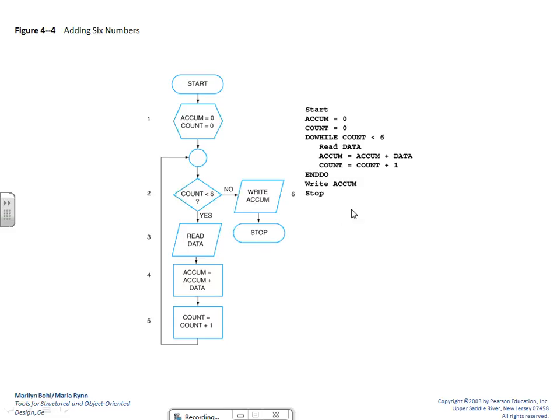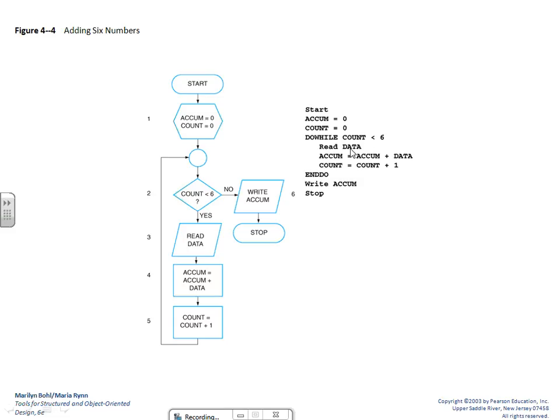Let's look again at the pseudocode. We're gonna start. We're gonna initialize these 2 variables. Count is going to be initialized with 0. We're going to come to this statement. We're going to say count is less than 6. 0 is less than 6. Yes. We're going to get inside the loop.